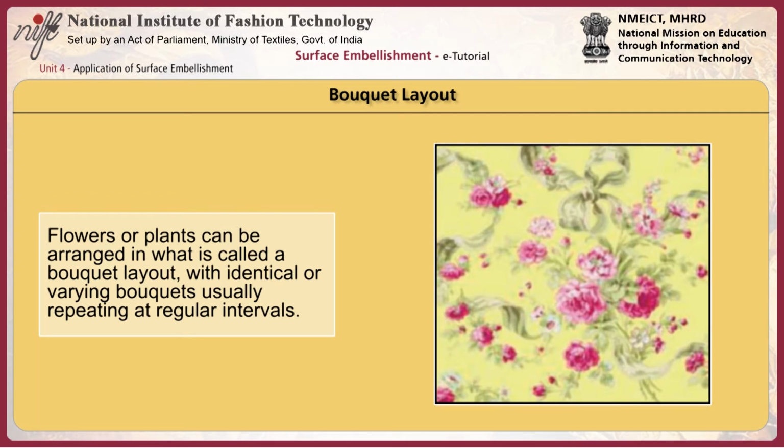Flower or plant motifs can be arranged in what is called a bouquet layout, with identical or varying bouquets, usually repeating at regular intervals. A 5-point bouquet is a layout arranged so that when the fabric is cut to cover a sofa cushion, one bouquet is in the center and a quarter of a bouquet shows at each corner of the cushion.